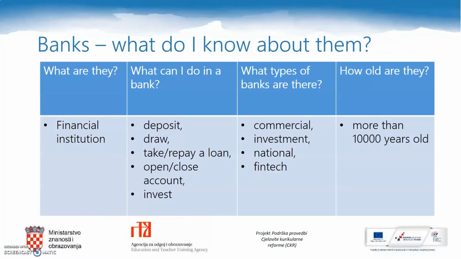These are the possible answers. So we said that banks are financial institutions. We said that we can deposit money, draw money, take or repay a loan, open or close an account, and invest. What types of banks are there? There are commercial, investment, national, and fintech banks. How old are the banks? We said last time that banks are more than 10,000 years old.